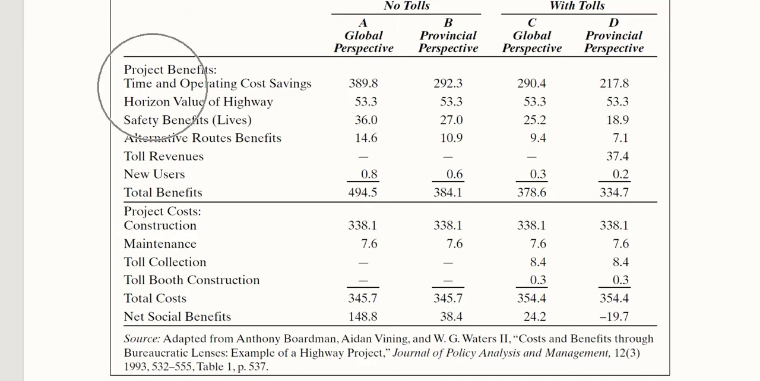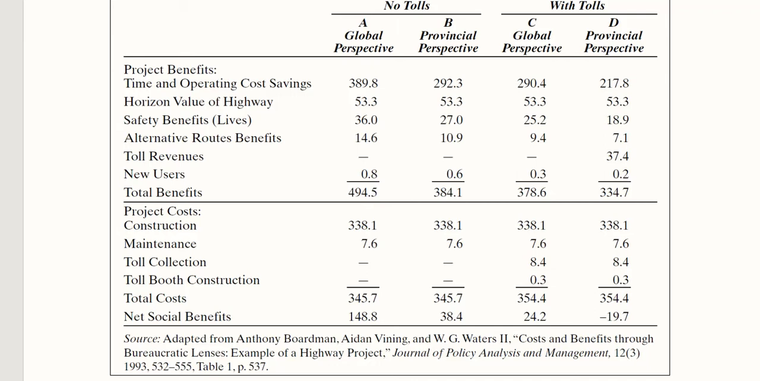The first benefit is the time and the operating cost savings. When we have a highway of this magnitude, the time will be saved and the operating cost will also be saved. The horizon value of the highway will also be there, the value of the highway at the end of the project when the project is completed.